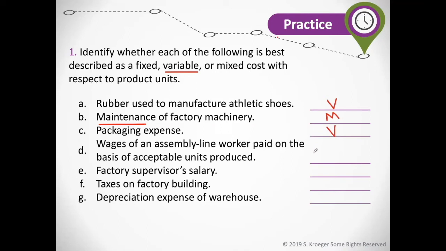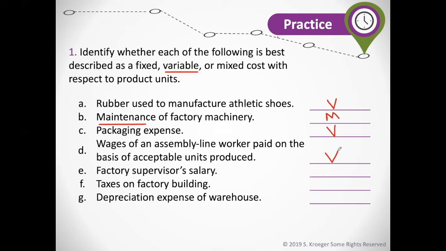D, wages of an assembly line worker paid on the basis of acceptable units produced. This is what we're paying someone to make the shoes. If we double the amount of shoes, do we have to double the amount of wages paid to our assembly line workers? We do. Our direct labor expense will increase. It will double because we need to pay them for double the amount of hours. This would be a variable cost.